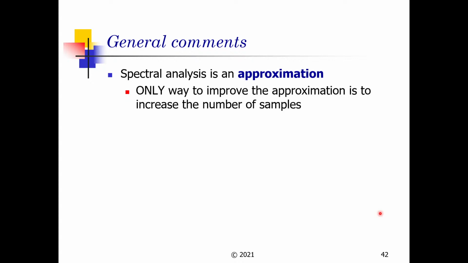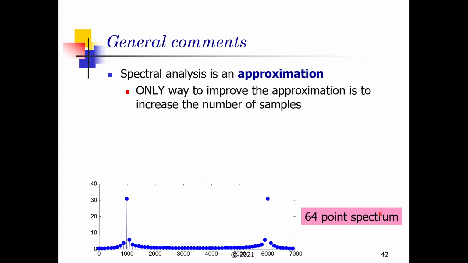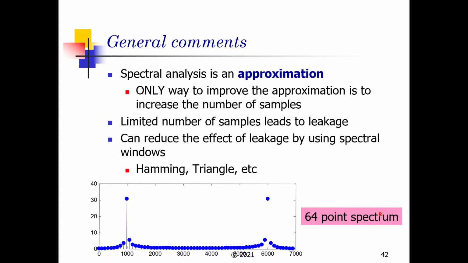Just in concluding what we discussed here for the windowings, spectral analysis and the spectral windows are basically just approximations. In order to improve the approximation, we increase the number of samples, or we make sure that we use the windowing techniques to mitigate the spectral leakage effect. In limiting the number of samples that we take for our spectral analysis, that results in spectral leakage. And we reduce that effect by using specialized spectral windows known as the Hamming window, the triangular window, sometimes the rectangular window if it can't be avoided, and so forth.